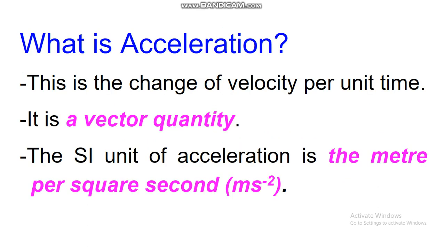So our fifth term is acceleration. This is the change of velocity per unit time. It is a vector quantity. The SI unit is the meter per square second, abbreviated as m/s squared, or ms^-2.